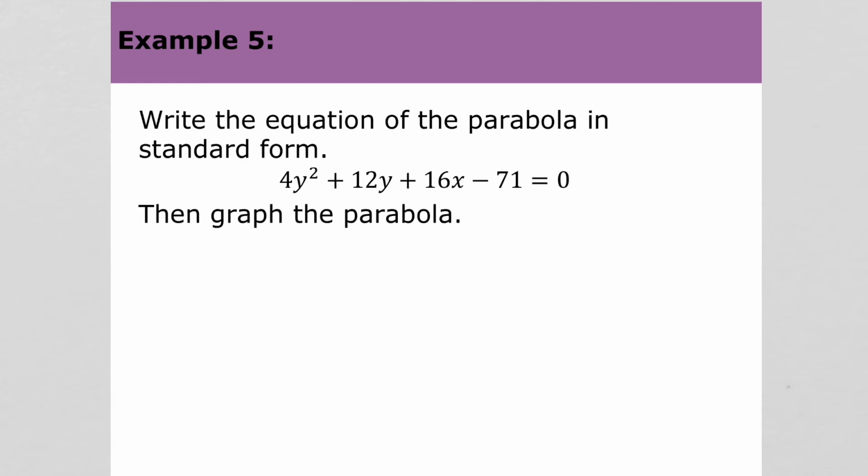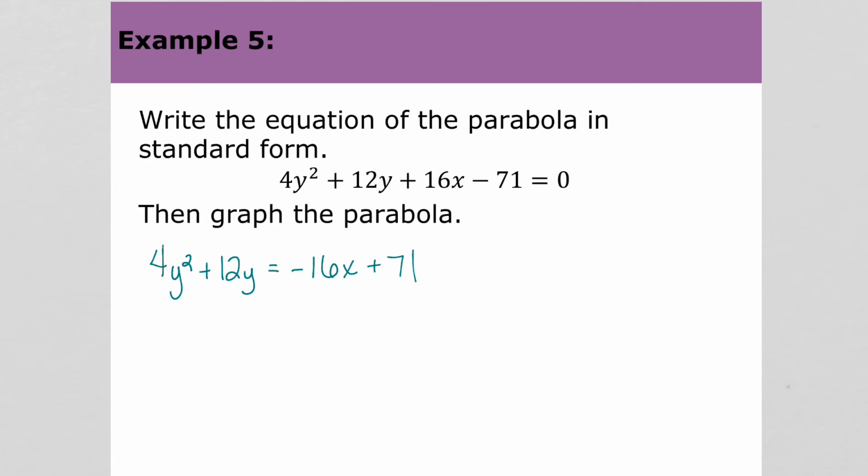So, we have 4y squared plus 12y plus 16x minus 71 equals 0. Since I see the y squared here, that's where I'm going to be completing the square. I don't need to mess with anything for the x because I don't have an x squared. So just the y's. So we've got 4y squared plus 12y. I'm going to take the 16x and the 71 over to the right. So subtract 16x from both sides, add 71 to both sides.